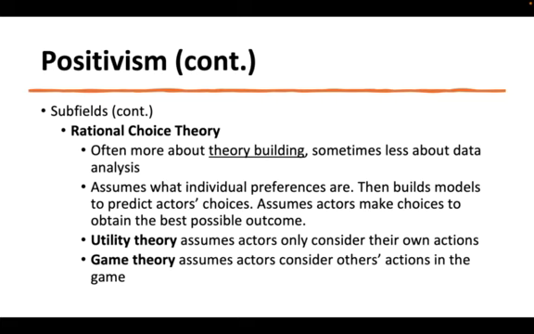There are some subfields of rational choice theory. Utility theory assumes actors only consider their own actions. And game theory assumes that when people are acting, they also consider other people's responses. So a quick example would be the famous experiments by Robert Axelrod, a political scientist at the University of Michigan, trying to figure out what the default behavior is for people when they first interact with one another as strangers. Now, from a utility theory standpoint, you would think that individuals, when they meet strangers, would try to protect themselves as much as possible, and perhaps not be entirely friendly or cautious.